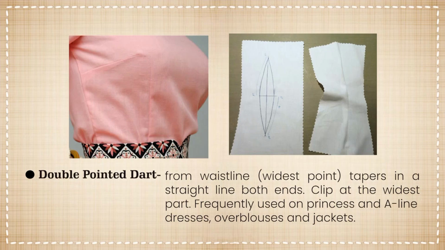Then there are double-pointed darts. These double-pointed darts start from the waistline and taper in a straight line on both ends. That means they go above the waist as well as below the waist. You clip at the widest part, and it is frequently used on princess and A-line dresses, blouses and jackets.